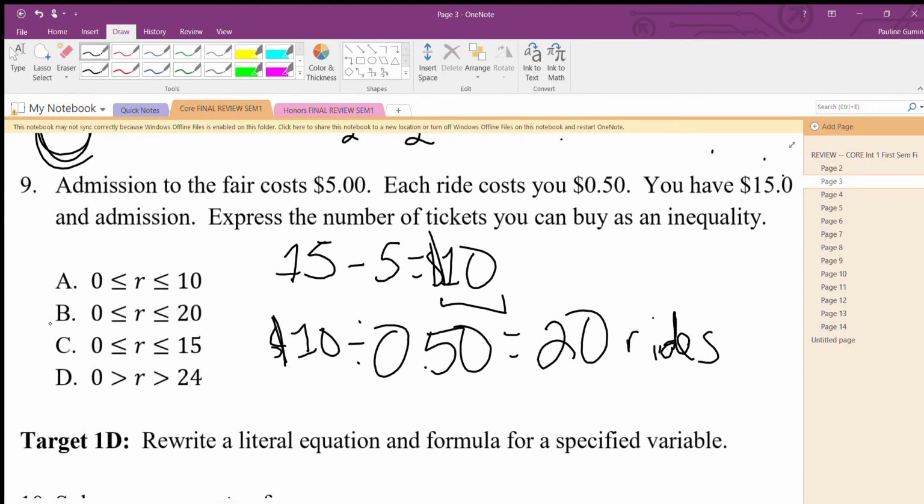You could also eliminate A, C, and D, just because B is the only one that has a 20 in it. Okay, so 20 rides is the most we can go.